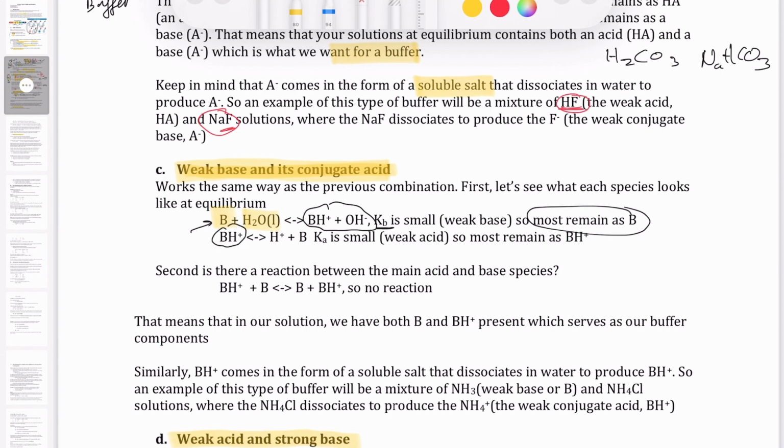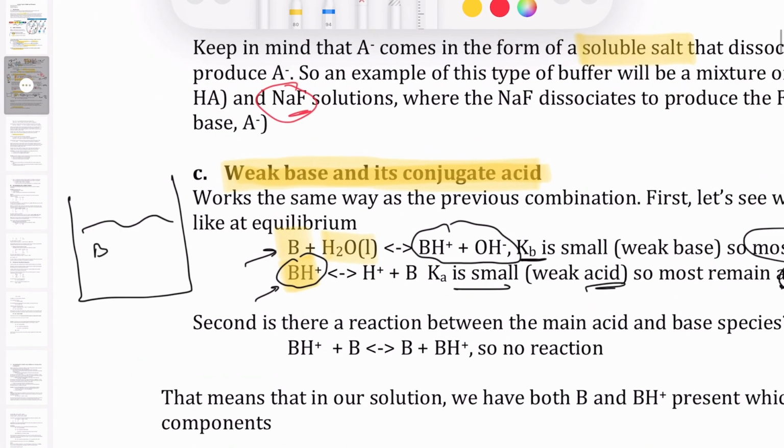If I'm able to find a source of my conjugate acid, by definition, the conjugate acid is going to be a weak acid. I know that because I can calculate the Ka of my conjugate acid by taking Kw over Kb of my base. And again, with similar logic to the acid case, this is going to be a small K value, which means that the Ka is small. It's a weak acid, so most of it would just remain on the left side of the reaction. So what do I have in my solution? I'm going to have some base and I'm going to have some conjugate acid. Will that work as a buffer? Absolutely, because I have the two things I need to neutralize any incoming H plus and OH minus.